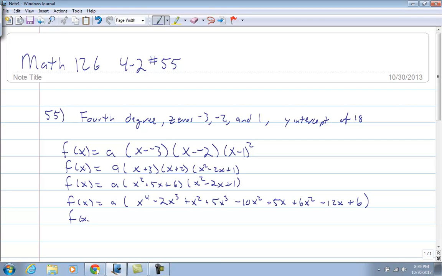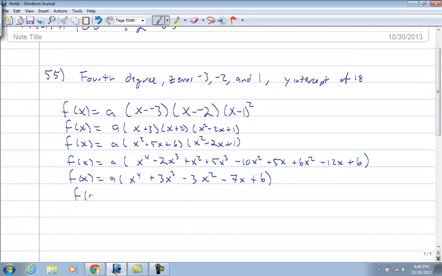So our f of x is going to be a times x to the fourth here. Now I have minus 2x cubed plus 5x cubed, which gives me plus 3x cubed. Now I have x squared minus 10x squared, that's going to be -9x squared, plus 6x squared is minus 3x squared. We have 5x minus 12x is minus 7x. Then we have this 6 out there.